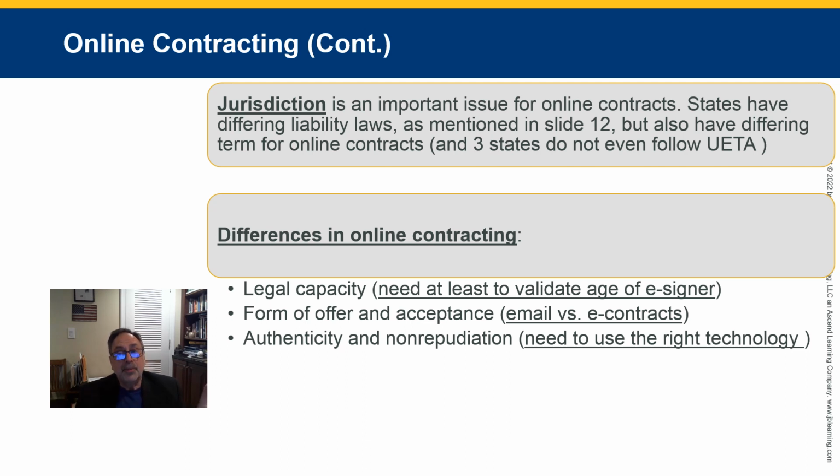So that's not completely been subscribed to by every state in the United States. So what are the differences in online contracting among the states? You could have differences in what the legal age is for an e-signer, whether it's 18 or 21 or some other number. You're going to have differences in terms of understanding if email is as valid as any other electronic contract that happens through.